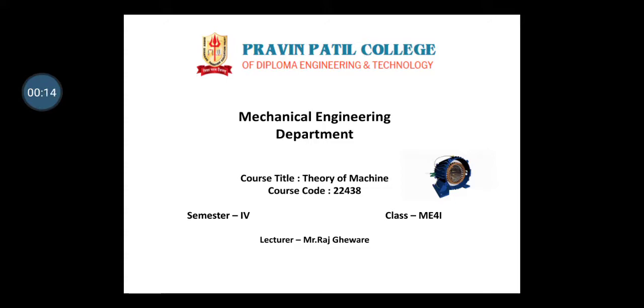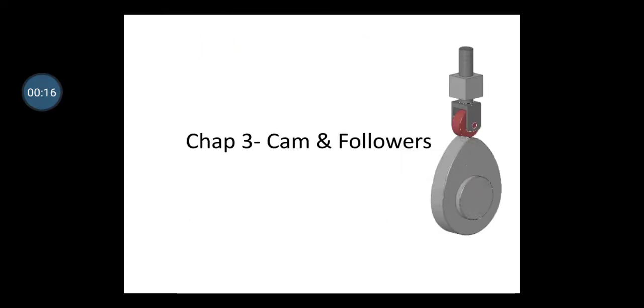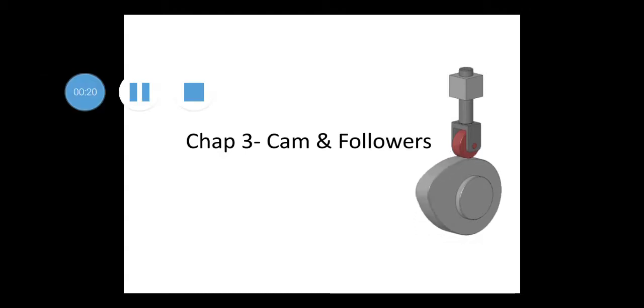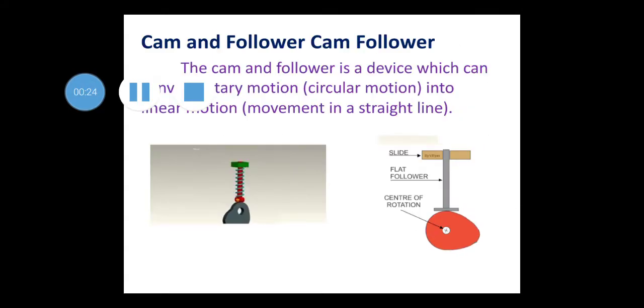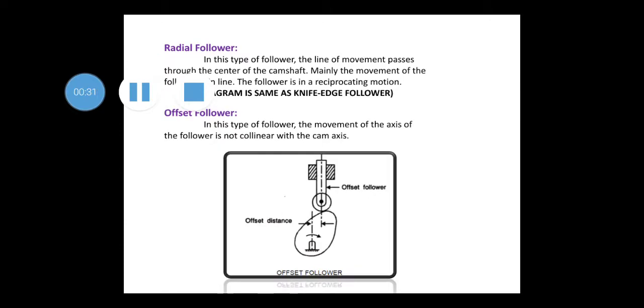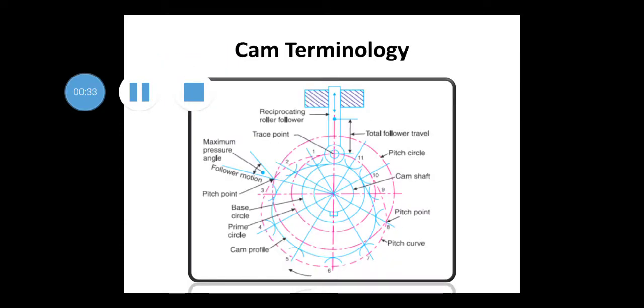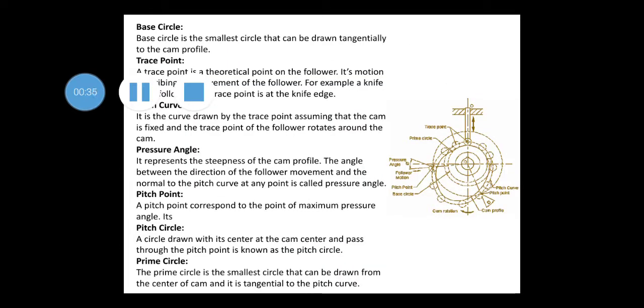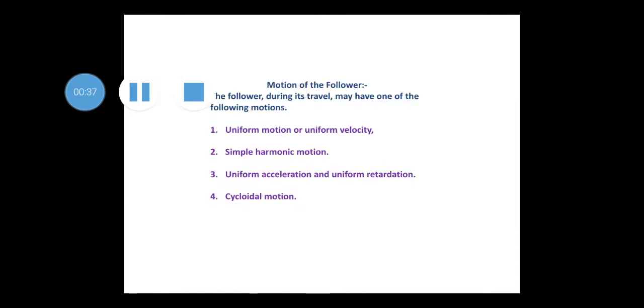We are looking at the subject Theory of Machines. We have started with chapter number 3, Cam and Follower. In this chapter, we have discussed cam and follower and their various types. Along with that, we have discussed cam terminology. Also, we have seen various motions of the follower.